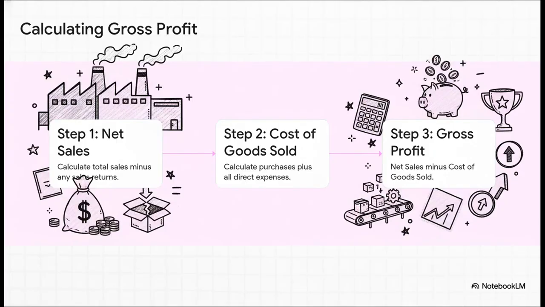So how do we actually calculate this factory profit? It's a super simple 3-step process. Ready? Step 1. Start with your total sales and take out any goods that customers returned. That gives you net sales. Step 2. Subtract the cost of goods sold. And step 3. Bingo! Whatever is left over is your gross profit.